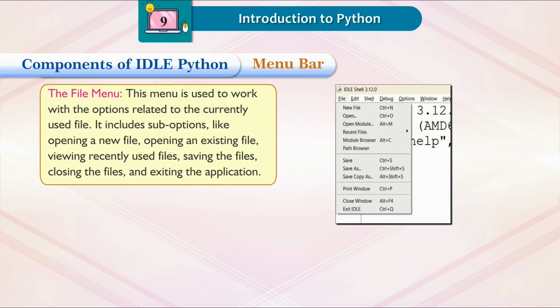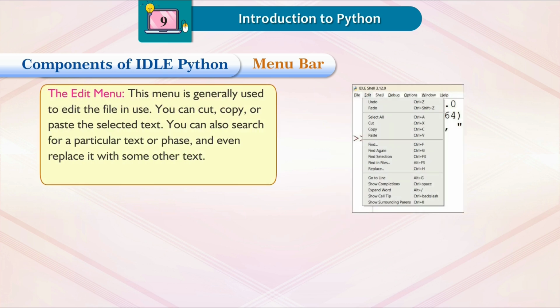The File menu. This menu is used to work with the options related to the currently used file. It includes sub-options like opening a new file, opening an existing file, viewing recently used files, saving the files, closing the files, and exiting the application. The Edit menu. This menu is generally used to edit the file in use. You can cut, copy or paste the selected text. You can also search for a particular text or phrase and even replace it with some other text.